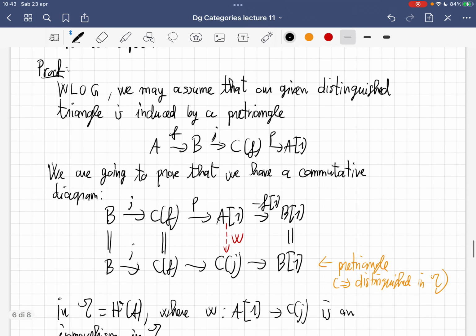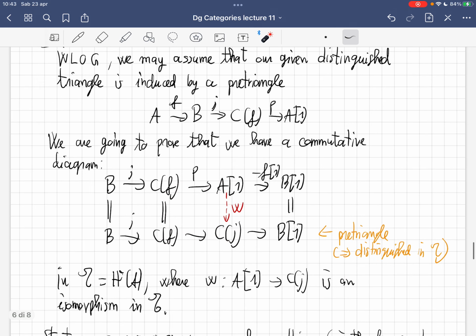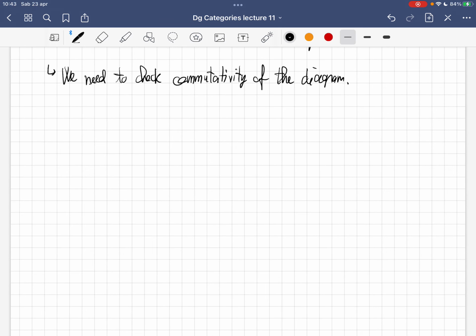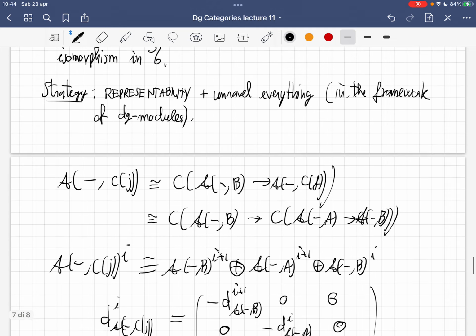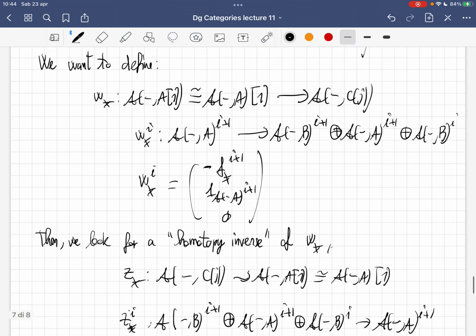The diagram, which diagram? I mean, like this diagram. Yes, this diagram here. So the thing is, this square commutes essentially strictly. The only thing is that we have to check the commutativity of this, and this will not hold strictly. But what you can do is prove that it actually holds strictly when you look at it the other way, when you use the other morphisms.